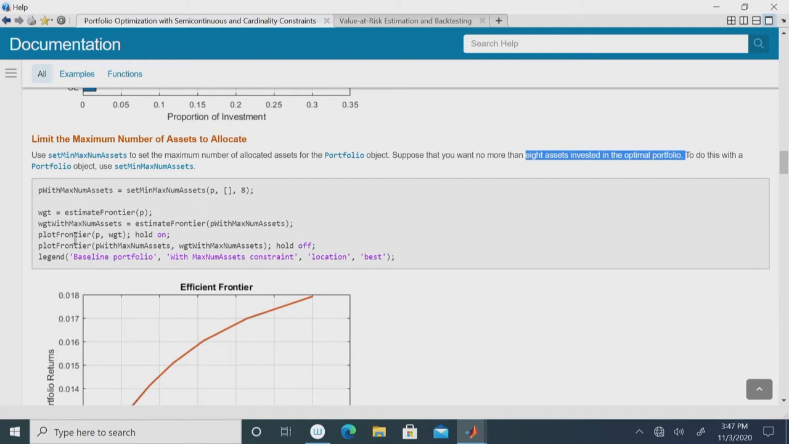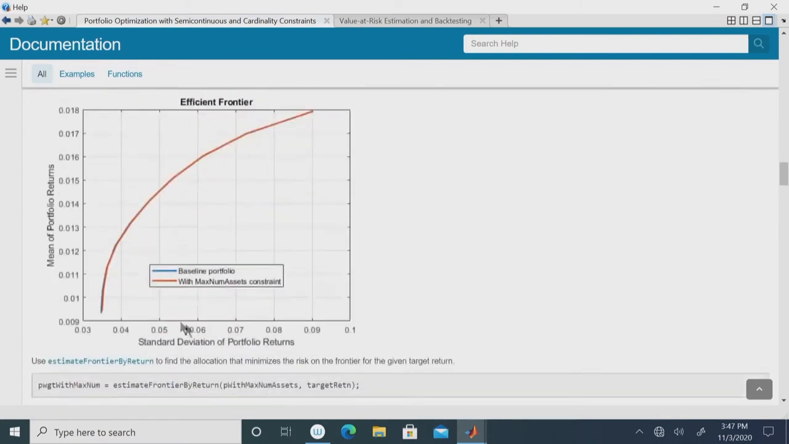Then you plot both the efficient frontiers, and accordingly you get the two efficient frontiers in both cases. The one in blue is the baseline portfolio and the one in orange is the optimized portfolio which includes a maximum of 8 assets.